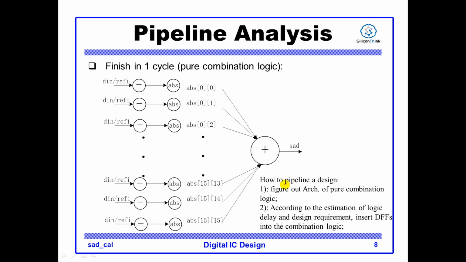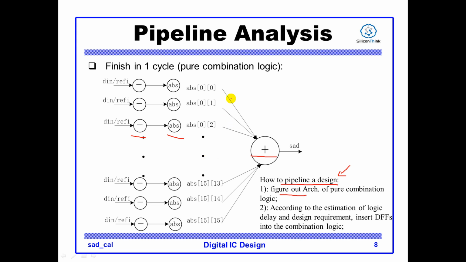So here we get the idea of how to pipeline a design. I have explained it before. The first key point is you have to figure out the architecture of pure combination logic. Then you have to estimate the logic delay of each operation, such as the delay of here and here, and understand the design requirement of clock frequency. Then you insert DFFs into the combination logic at proper location.